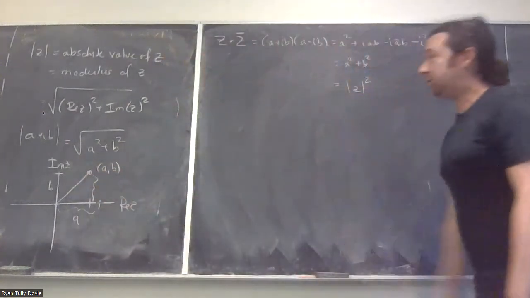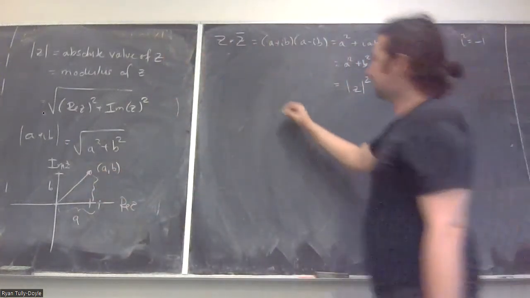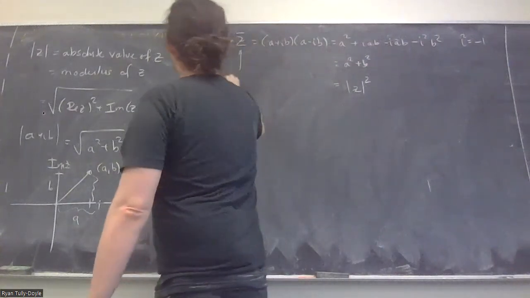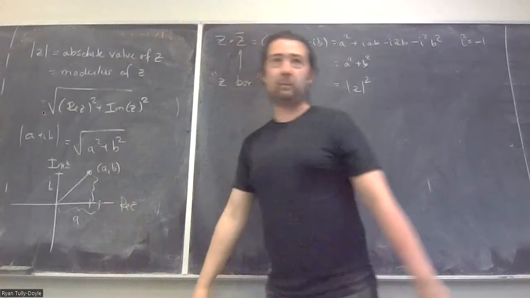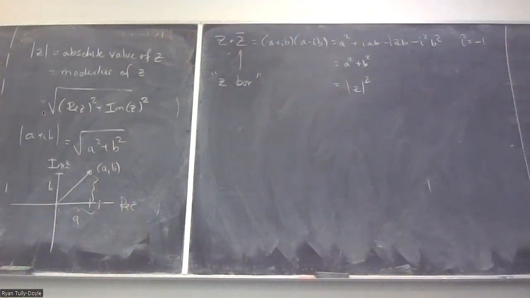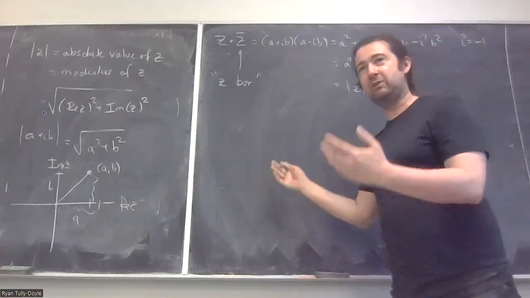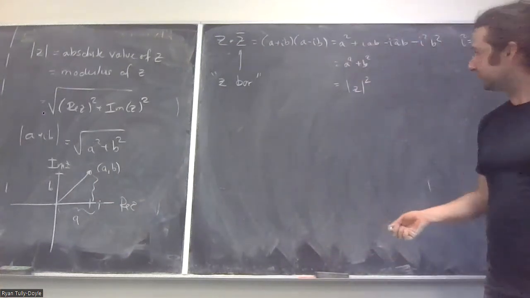So z times z bar, this is sometimes referred to as z bar. Again, if I slip, I don't mean to do that. I am a complex function theorist by trade, so sometimes I slip into the language without meaning to.